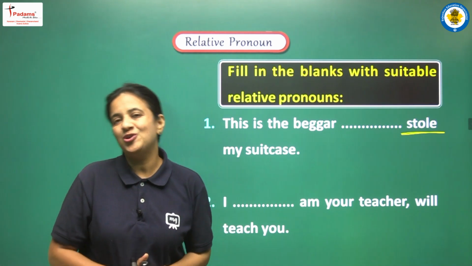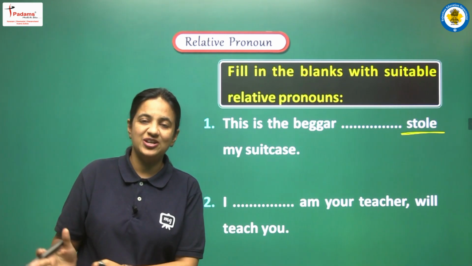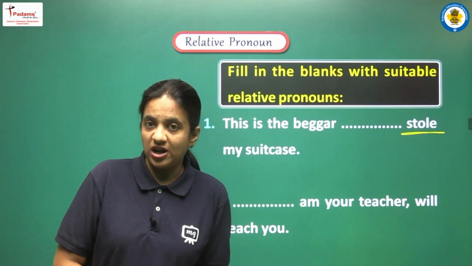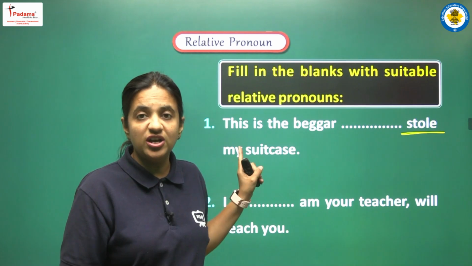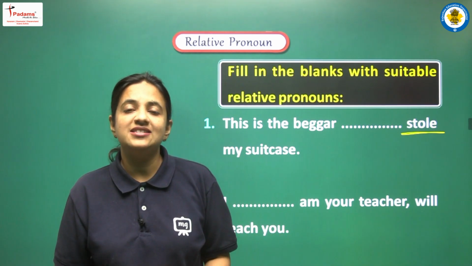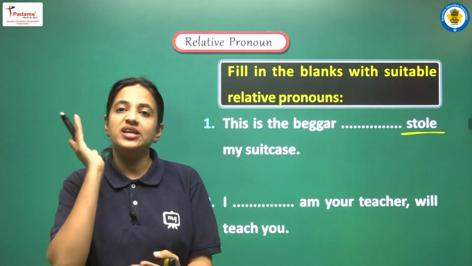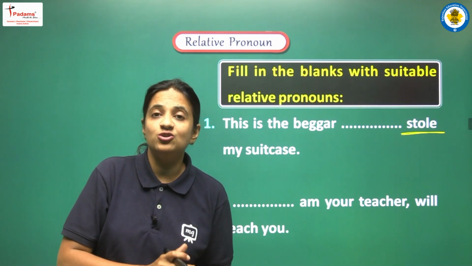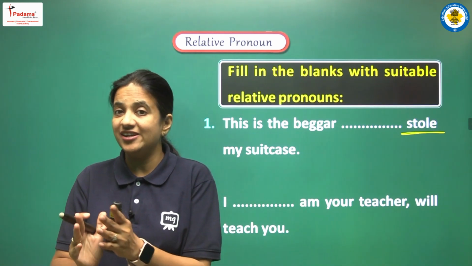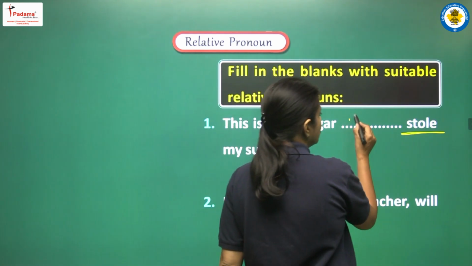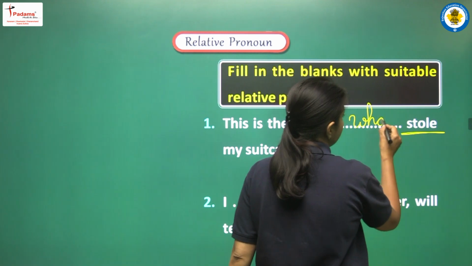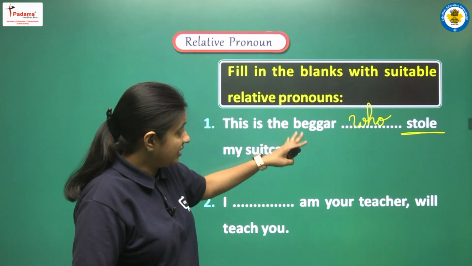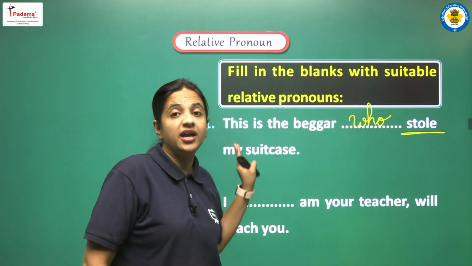Again you have to recall what we did in the previous video. Then you will be able to say that yes, we have some relative pronouns for that. Now let's see the subject, that is beggar. Beggar is a human being. So now we need one relative pronoun that is used for subject and that is used for human beings. What is that relative pronoun? Yes, that is who. So in this blank we have to write who, and the complete sentence will be: this is the beggar who stole my suitcase.